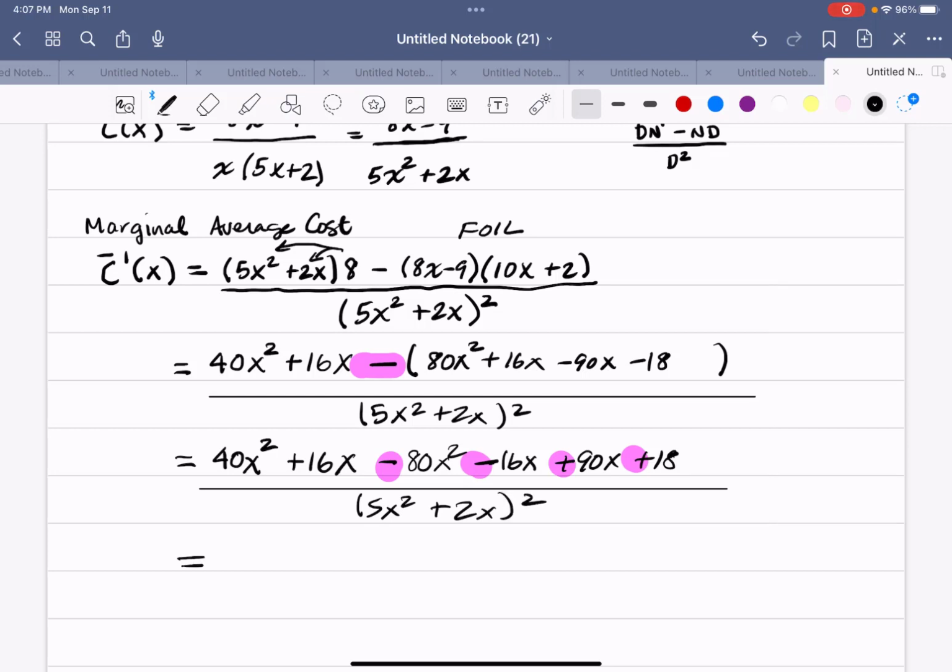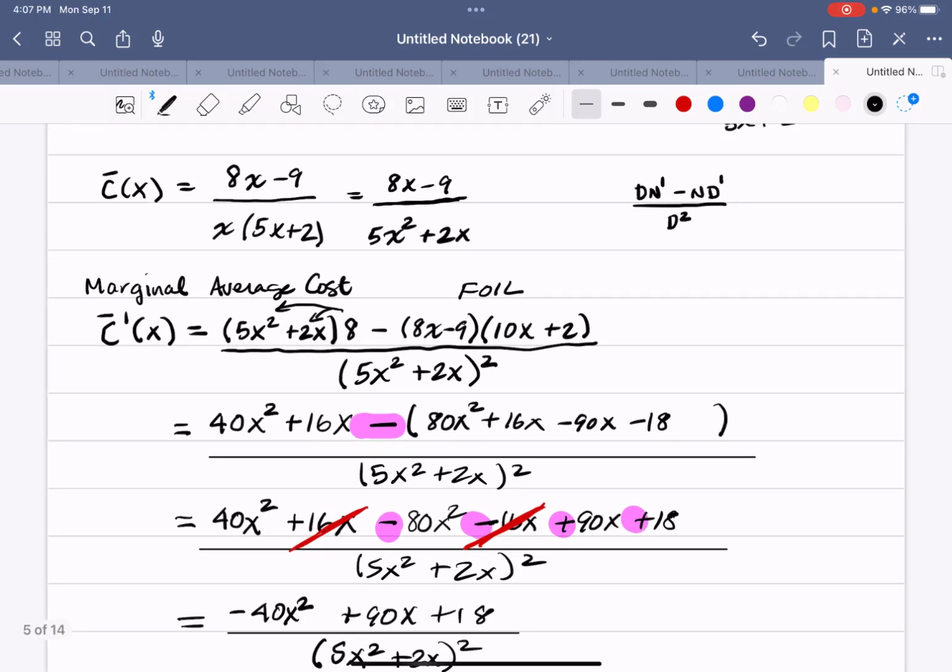Now, the thing that I saw was that this 16x and this negative 16x will cancel out. So combining like terms, I get negative 40x squared. That's 40x squared minus 80x squared. And then I have a 90x and a plus 18, and they're not like terms, so that's it. And all of that is over (5x squared plus 2x) quantity squared. Now that's the formula for the marginal average cost.